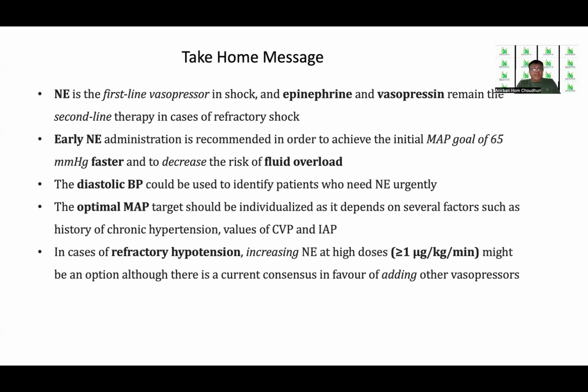In cases of refractory hypotension, increasing norepinephrine to higher doses, which means more than 1 mcg per kg per minute, might be an option, but there are currently other options also. So the consensus is in favor of adding other vasopressors.